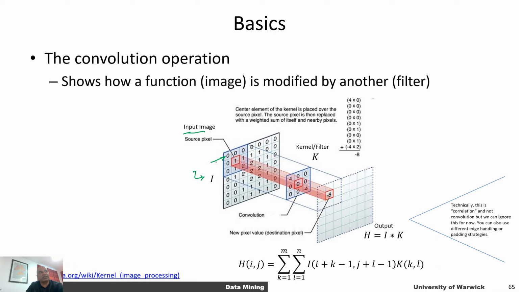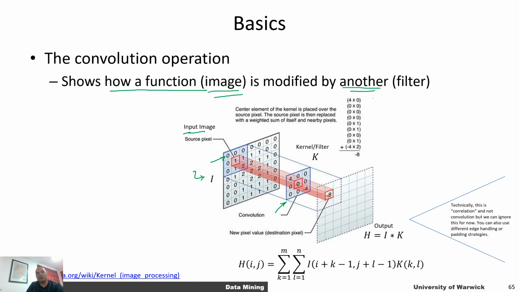What convolution does is that it shows how a function, in this case an image, is modified by another function or another image. So let's say we have a small filter. Some people call it a kernel as well, but to avoid any confusion with the kernels that we use in SVMs, which are completely different, I'm going to use the word filter over here. Let's say we've got a filter that looks like this. Just like image filters, if you put your sunglasses on, the image of the world changes, right? It's the same thing.